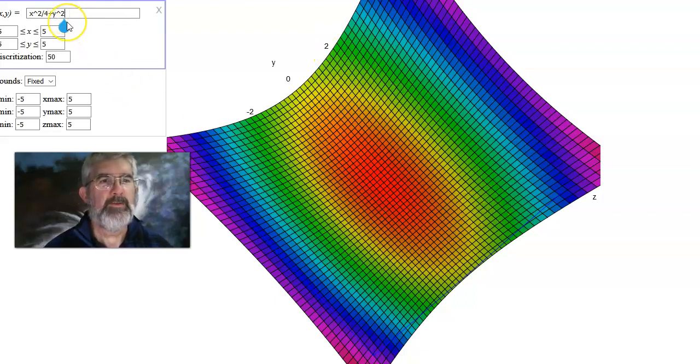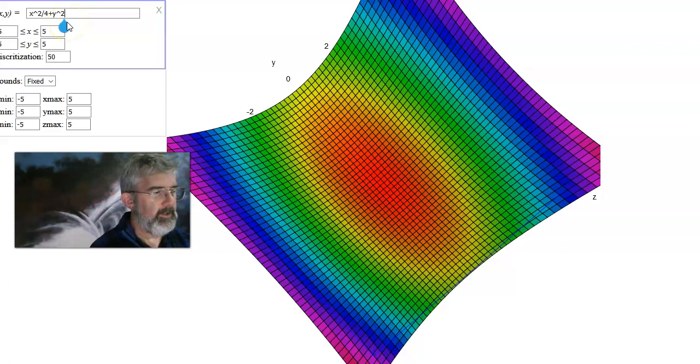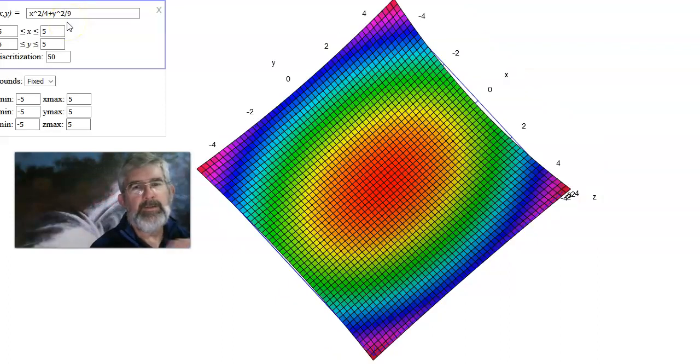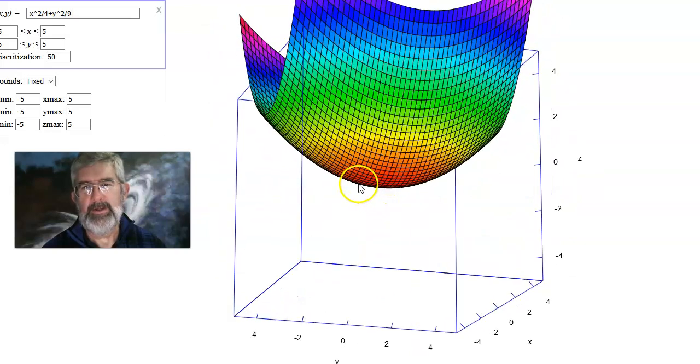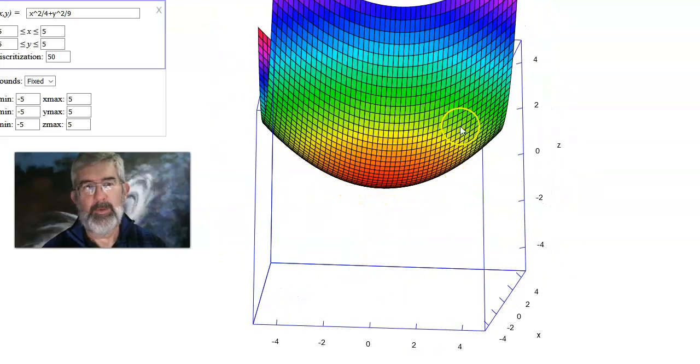Likewise, I could stretch this in the y direction by, let's say, dividing by 9, so stretch it 3 in the y direction. So this has now been stretched both in the x and the y direction, and it's much wider. It opens more slowly because it's been stretched horizontally, x and y. And you can shift it, of course, if you want, by replacing the x by x minus h, and the y by y minus k, and the z by z minus l, just like we did in any of the other ones.